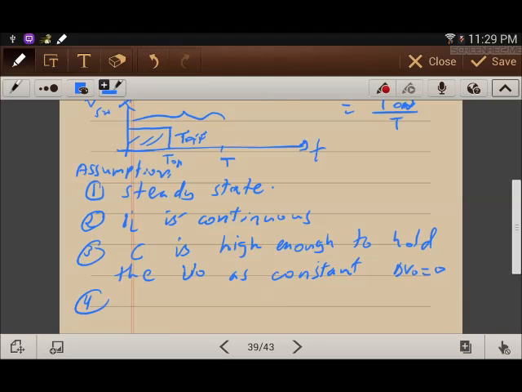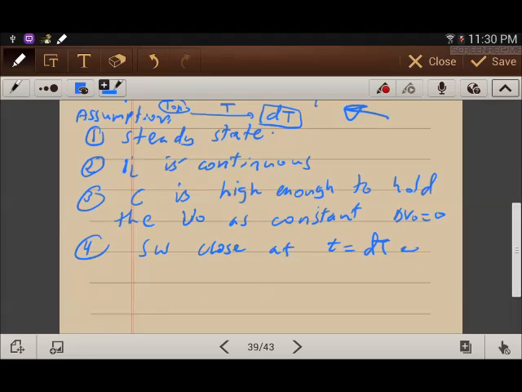Number four, the switch closes at t equal to DT. As we said here, we have T on and T. T is the period, T on is the time at which the switch will turn off. So this T on is the duty cycle multiplied by the period.